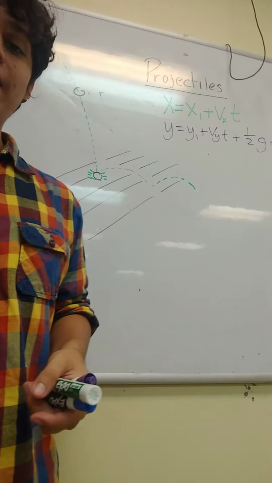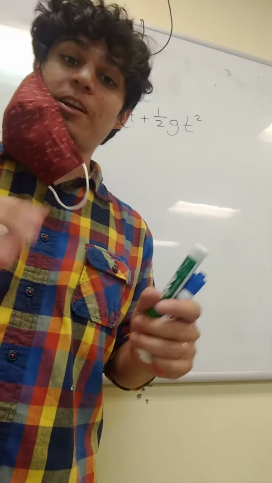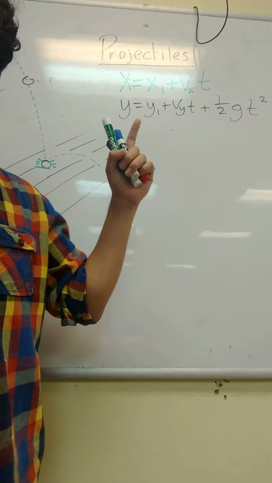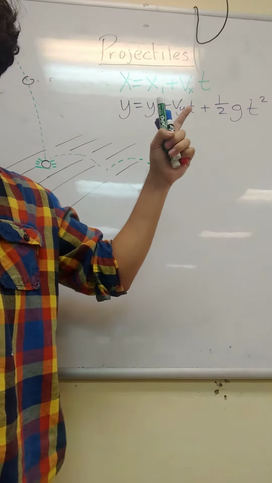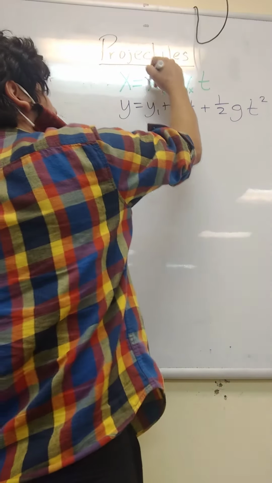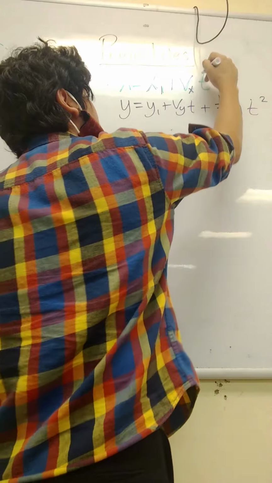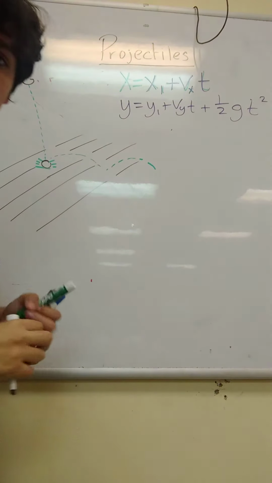Remember last class we talked about projectiles? Pardon me for starting quick, we're a little bit behind today. But remember these two formulas. X is equal to x1 plus vx times t. Let me write that in a darker color so it's not so hard to see. There we are. Okay? Now, remember what each of these symbols mean.